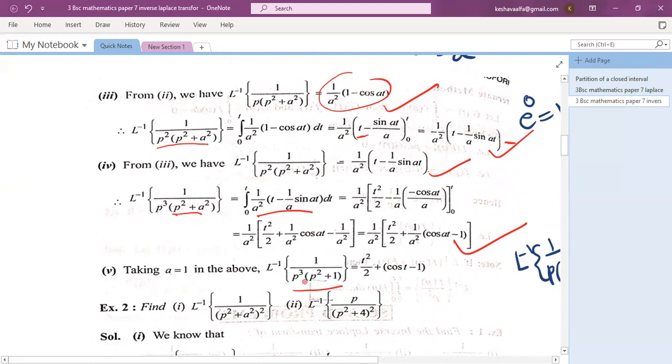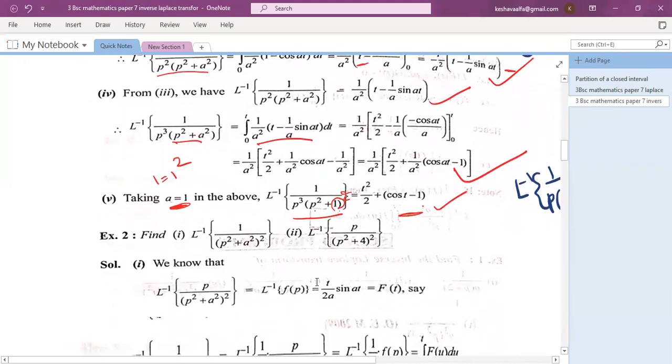So then what is the inverse Laplace transform? Just in the place of a, it is 1. So 1 can be written as 1 square. So L inverse of 1 by p cube into p square plus 1 square is equal to, just substitute a equal to 1 to get the result. No need to do all these simplifications. So just t square by 2 plus cos t minus 1. We get t square by 2 plus cos t minus 1.